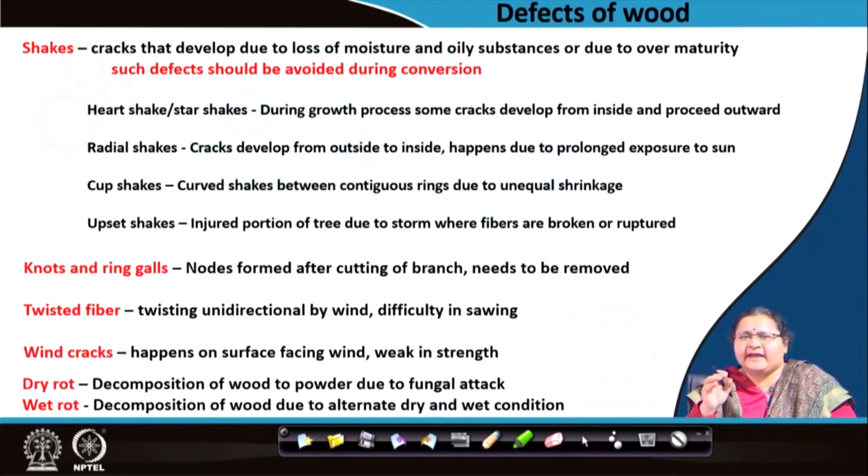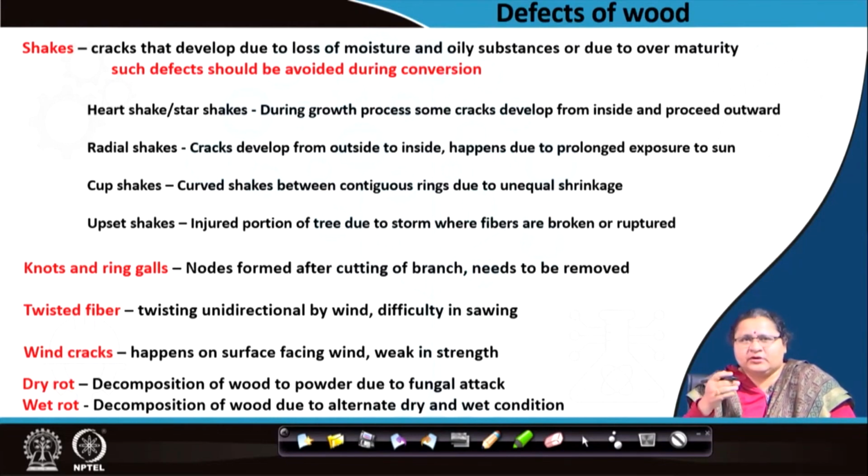This is not due to the age of the tree, but it is due to fungal attack, and this usually happens inside. Whereas wet rot happens mostly on the outside surface due to wet conditions, that is, damp and humidity have helped in the formation of these fungal growths, and that has led to rotten portions on the tree surface. So, these are wet rots.